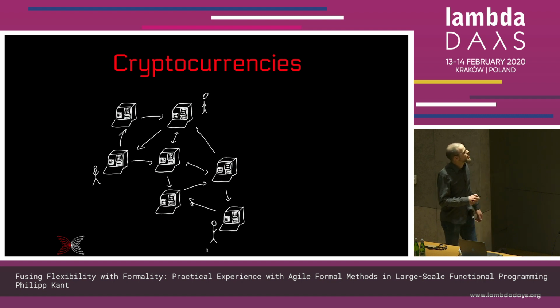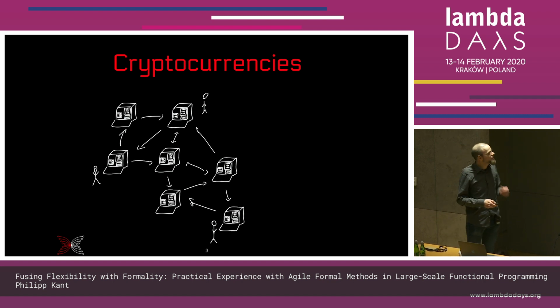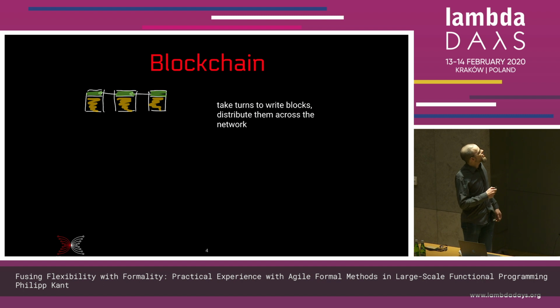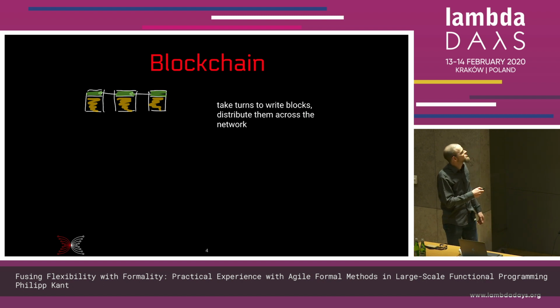So you use different computers not to be more efficient, but to be more resilient. And how do you do that? How do you distribute the responsibility to maintain the ledger? You do that by taking turns in collecting transactions into blocks, and then each block has a reference to the last block, and then you send those through the network. So it's basically a linked list containing transactions.